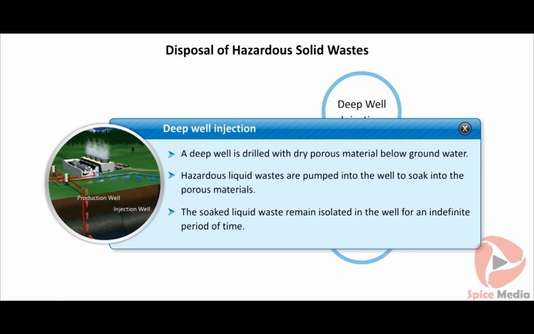Deep well injection. A deep well is drilled and filled with dry porous material below groundwater. Hazardous liquid wastes are pumped into the well, where they soak into the porous materials. The soaked liquid waste remains isolated in the well from human consumption for an indefinite period of time.